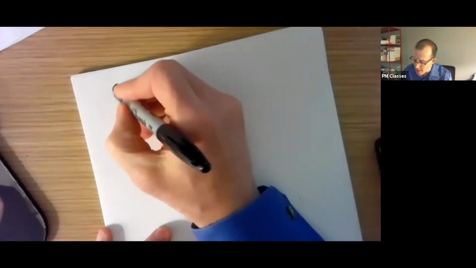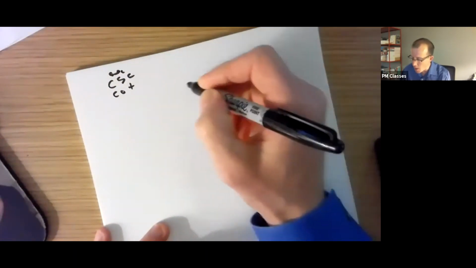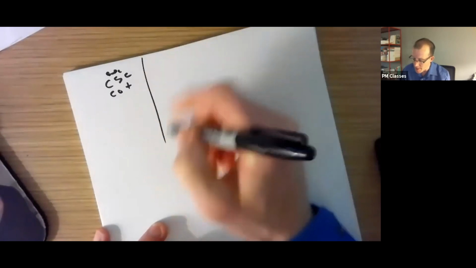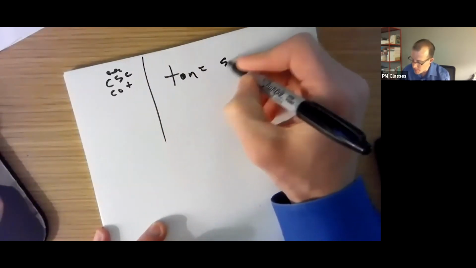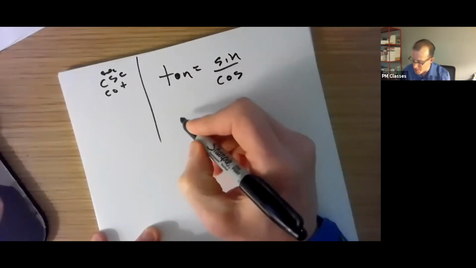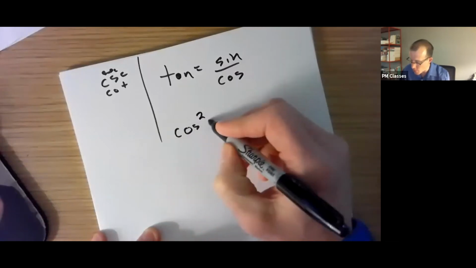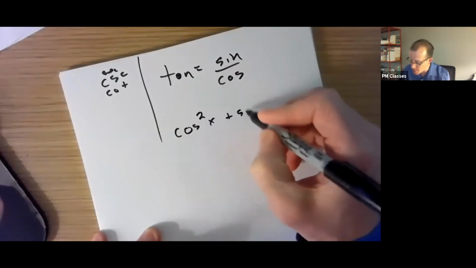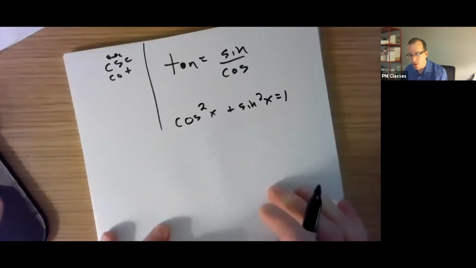Okay, Pythagorean identities. Beyond these and all the stuff we just did, there are two other identities that get used a lot on the test. One is that tangent is sine over cosine, and I'll tell you why in a moment. And the Pythagorean identity: the cosine squared of an angle plus the sine squared of an angle equals 1. Let me just take a moment to explain both of those.